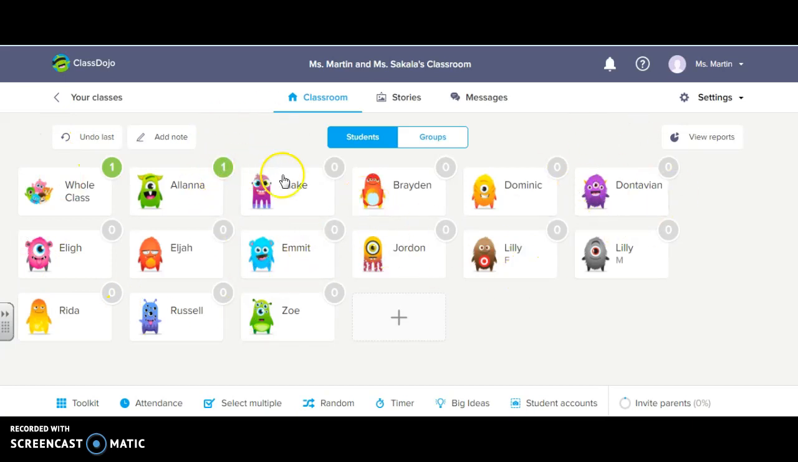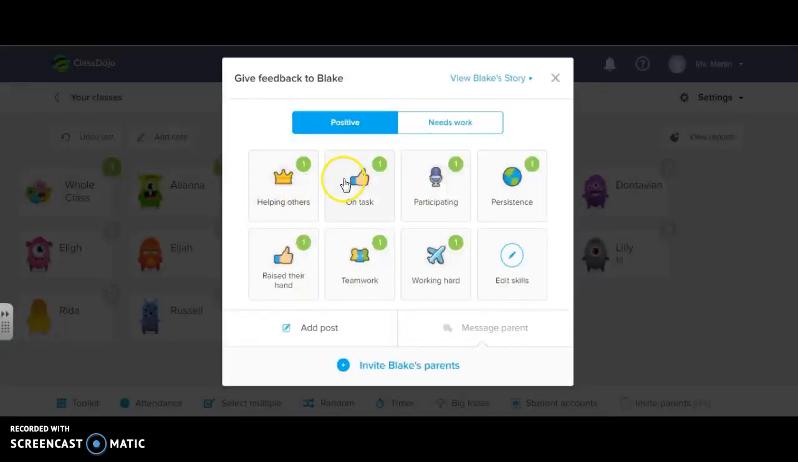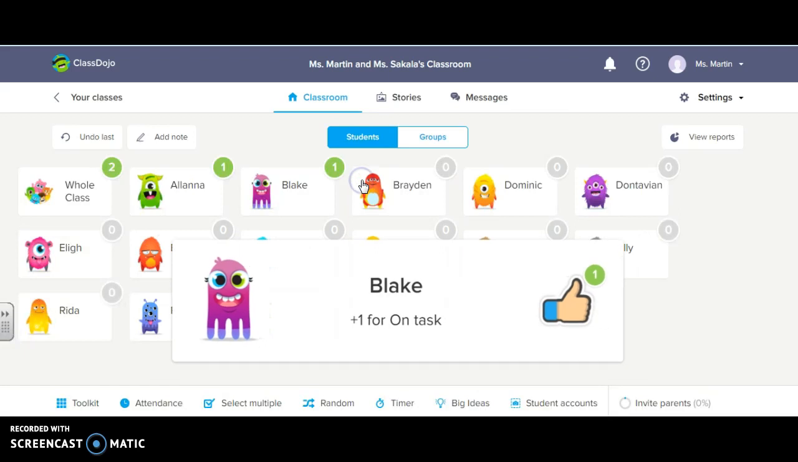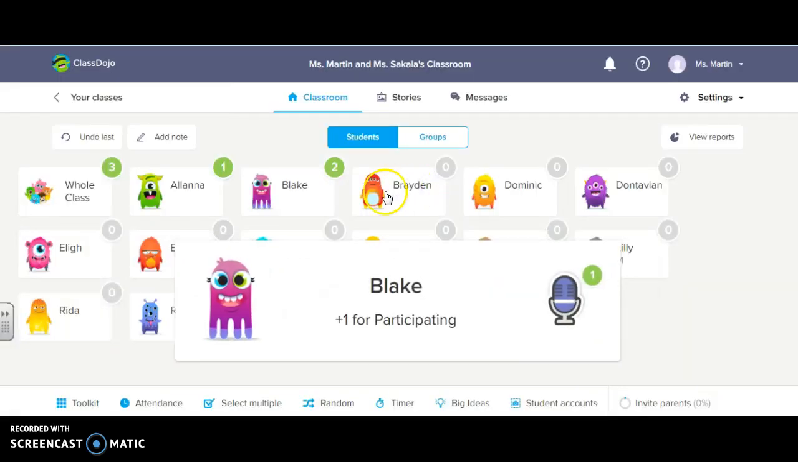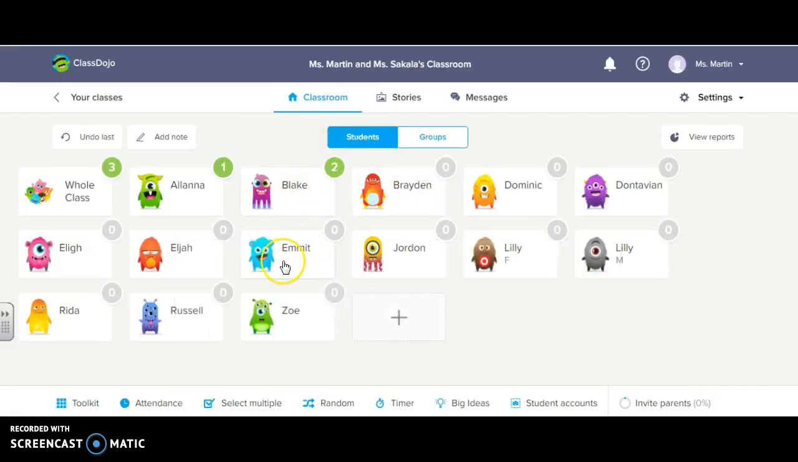So if you look in these little bubbles, you see how some of them have 0, one of them has 1. This is just to show you how it works. So let's say Blake's having a very good day. And let's say he stayed on task. He gets a point. Let's say he was participating, that he was doing the right things the whole time. He gets another point. So see, this is how you can give points.